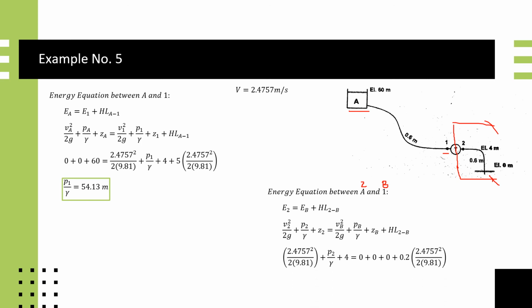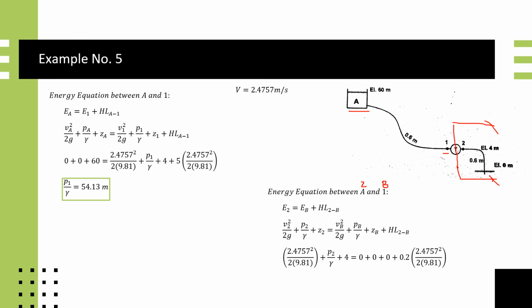Okay? Next, yan. Kung titignan nyo, meron tayong velocity dito. 2.4757 over 2 times 9.81. Plus, ito yung hinahanap, pressure head at point 2. Plus, Z2 is 4. Is equal to, kung papansin niyo wala kayong pressure dito, wala kayong velocity dito. Kasi ito yung final destination niya, di ba? Ito yung destination niya na huli. So, meaning, pagkalapag niya dyan is, wala na, at rest na siya. So, 0 ang ating velocity head, 0 ang ating pressure, 0 ang ating elevation, kasi dyan yung datum natin, sa mismong kung nasaan si B. And then, 0.2 times 2.4757 squared over 2 times 9.81. Ito naman yung ating head loss sa 2 to B.